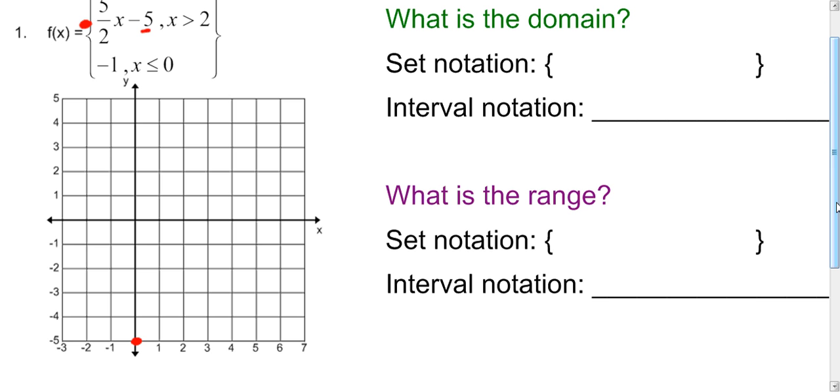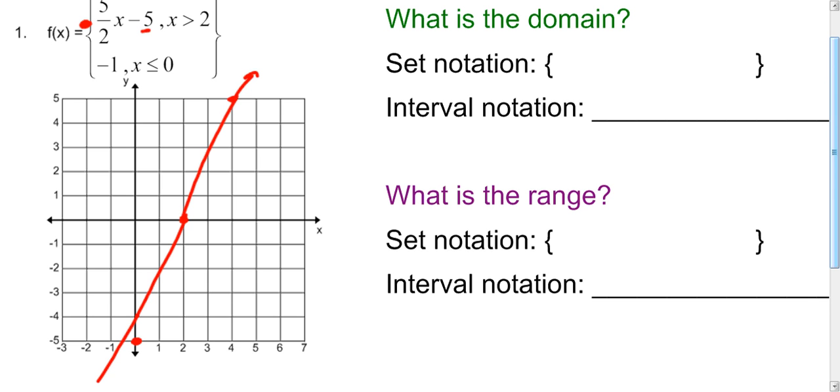So on that graph, I can see that it crosses the y-axis at -5. Its y-intercept is -5, and its slope is 5/2, which means I go up 5, 1, 2, 3, 4, 5, and right 2, and up 5, and right 2. So if I were to draw that line, it would look like this, okay?